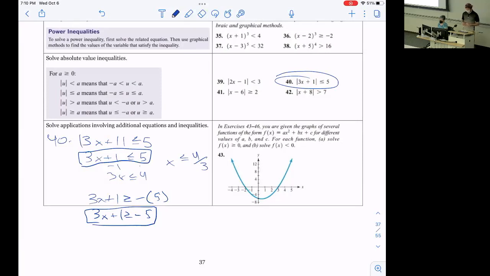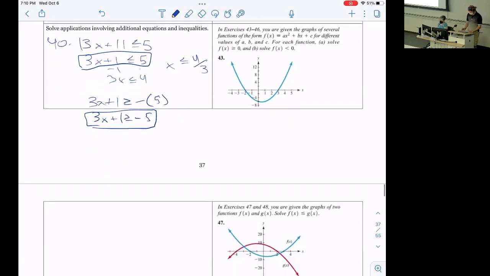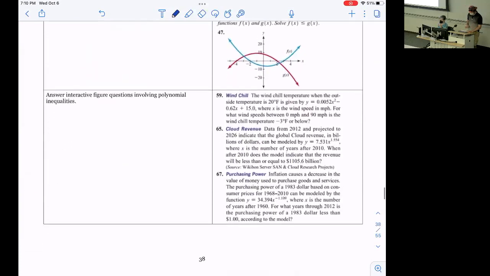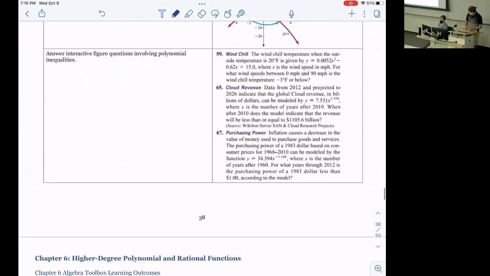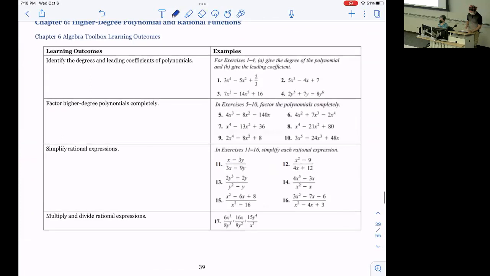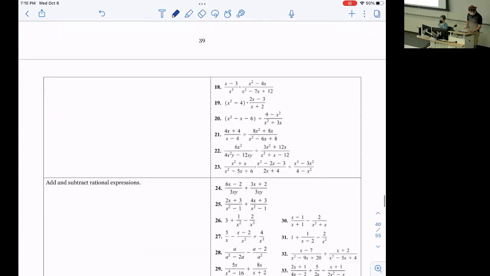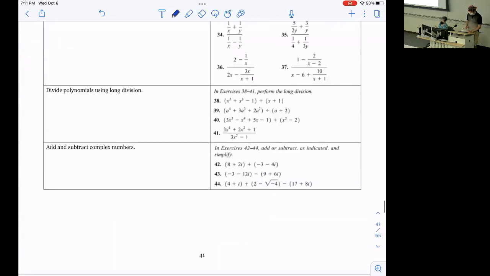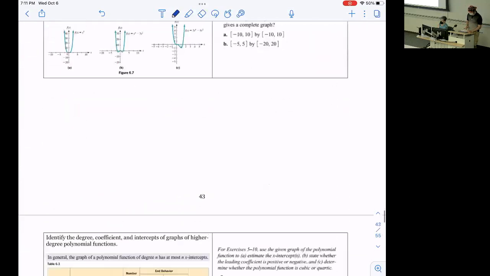All right. So let's go ahead and keep scrolling down and see what else we've got. All right, so question 47. More word problems, our favorites. All right, and this gets us to chapter 6. Again, we're going to skip that algebra toolbox. And I had the most questions over section 6.3. So let's take a quick look at section 6.1.